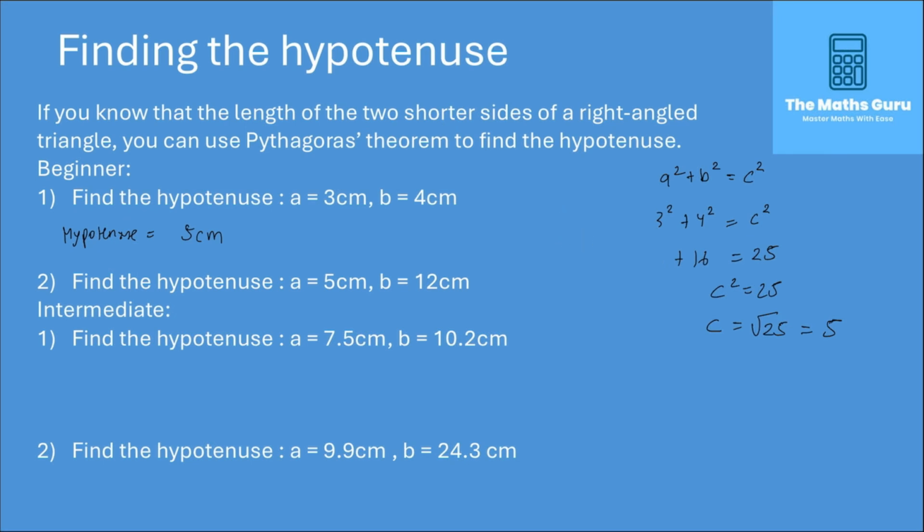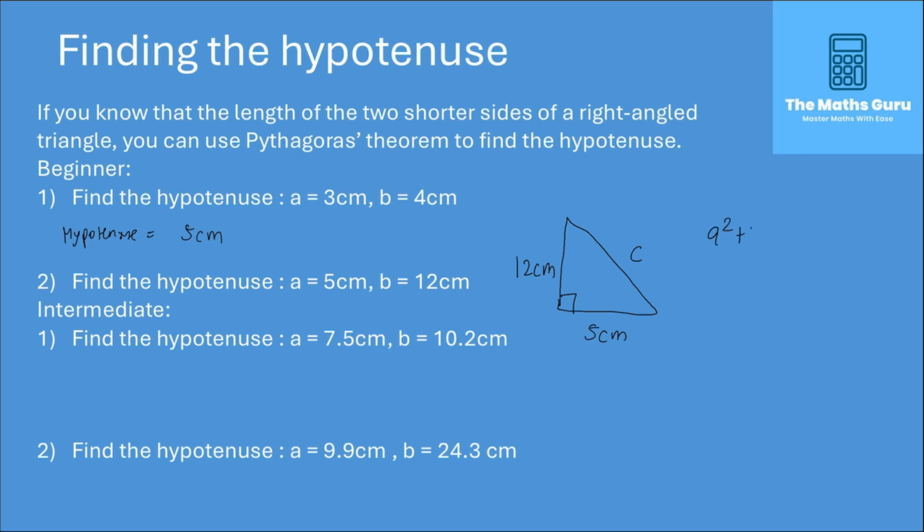Moving on to question 2. We are told that a is 5 centimeters, b is 12 centimeters, and we need to find c, our hypotenuse. So again, we're going to draw out our triangle. We're going to call this side b now, 12 centimeters, 5 centimeters here, and we need to work out our c. And the way we do this is a squared plus b squared is equal to c squared.